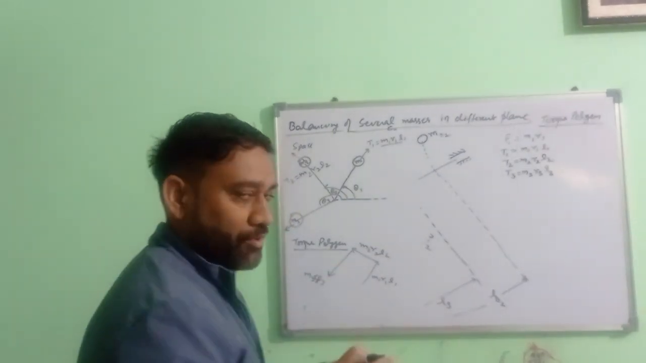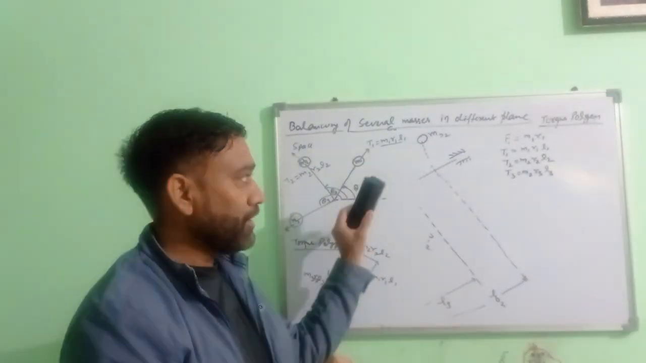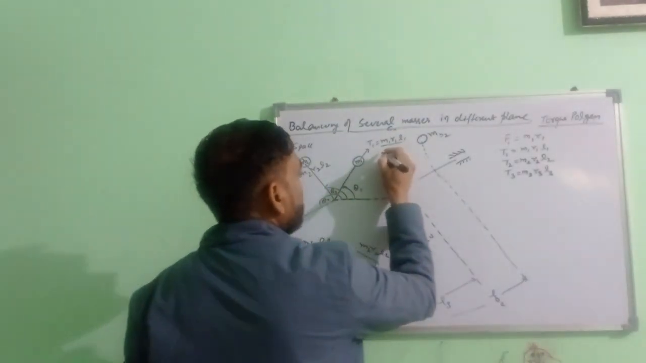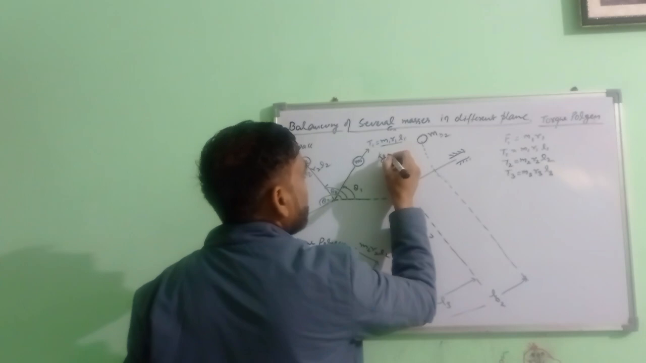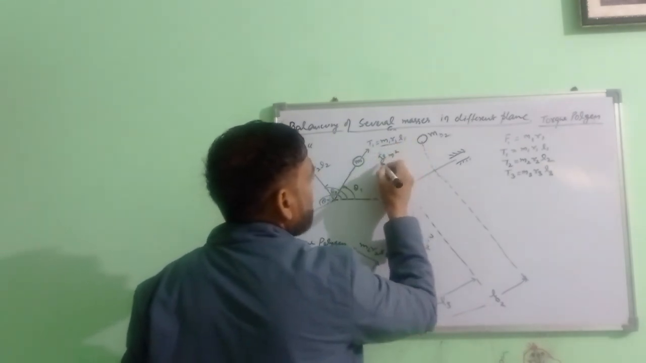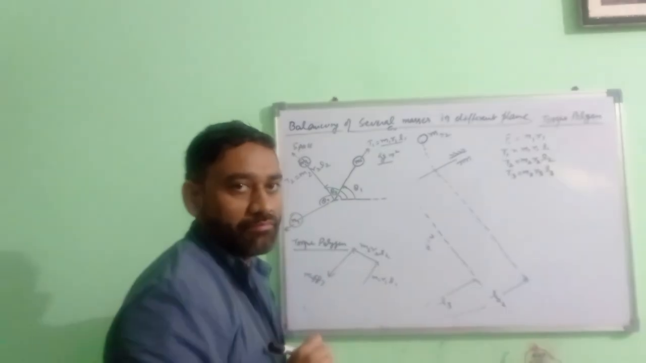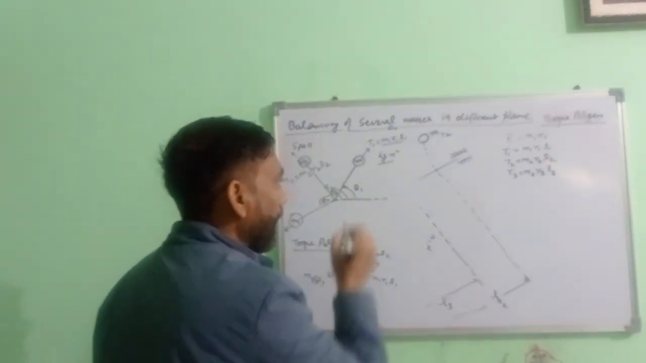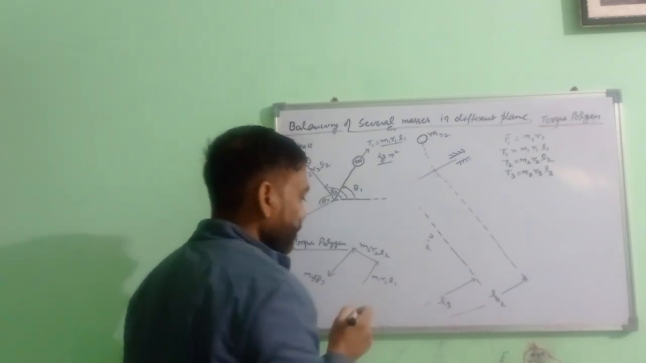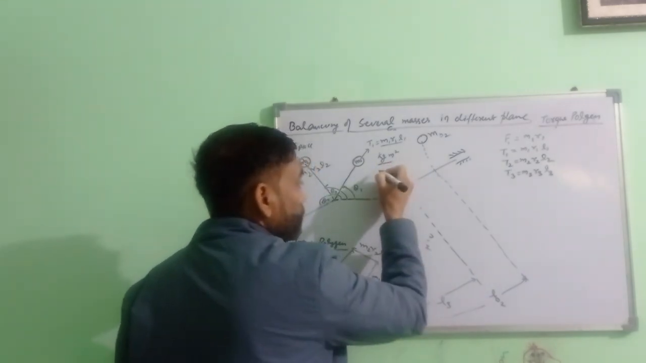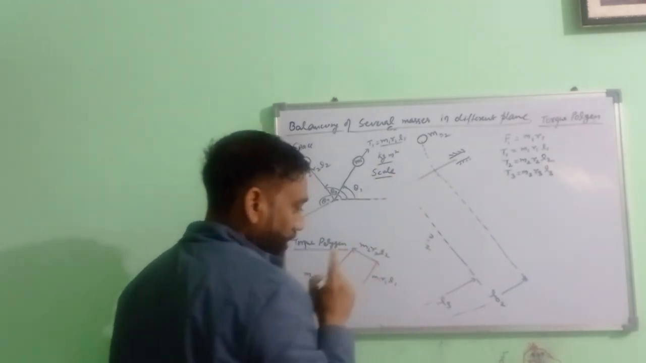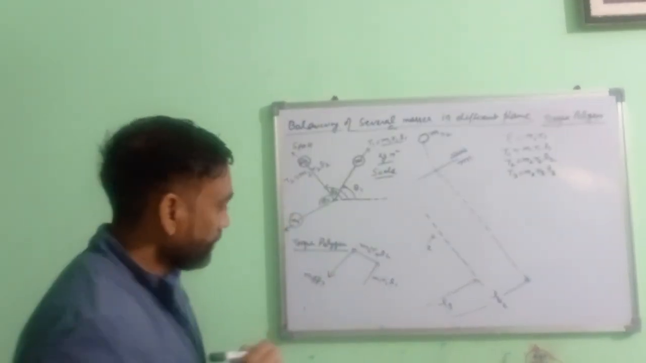In the previous question, we already discussed that this value comes as M1 R1 L1. If this value comes in kg R1 into L1, that is kg meter square, mass acceleration meter, and L1, kg meter square. This is the torque. So this torque we will assume in the scale. Then we draw this torque polygon.